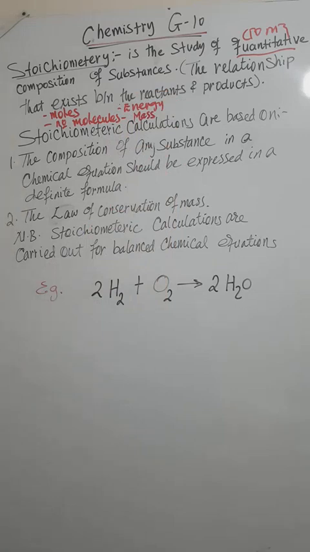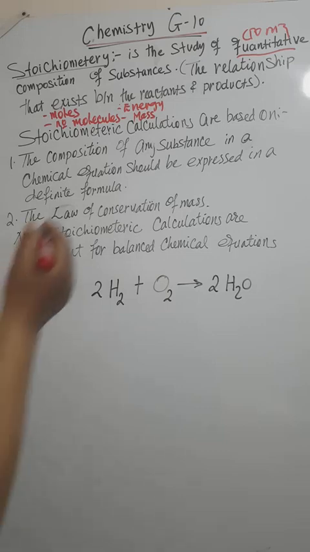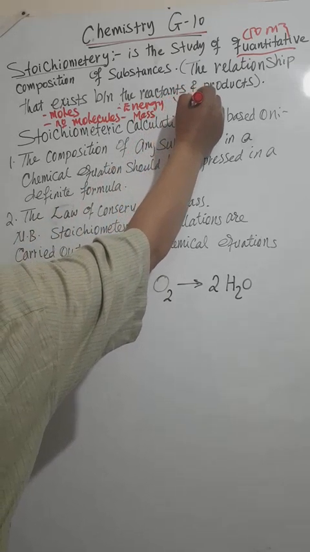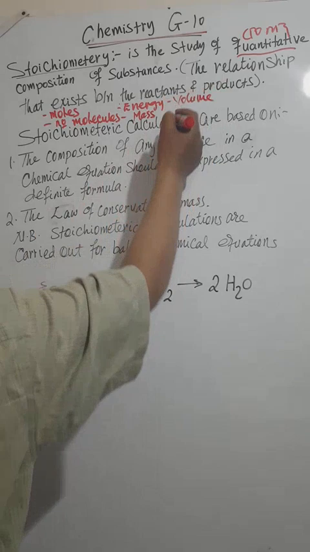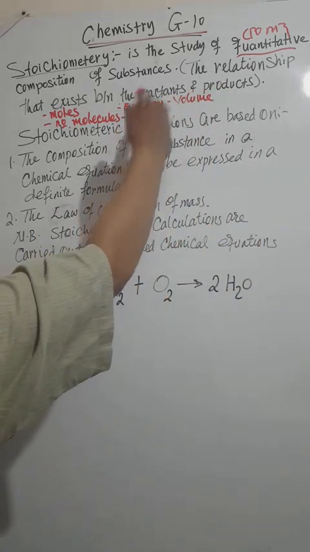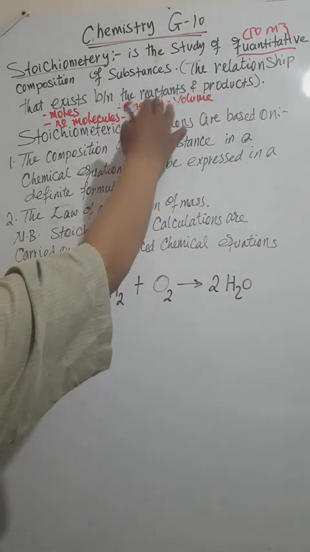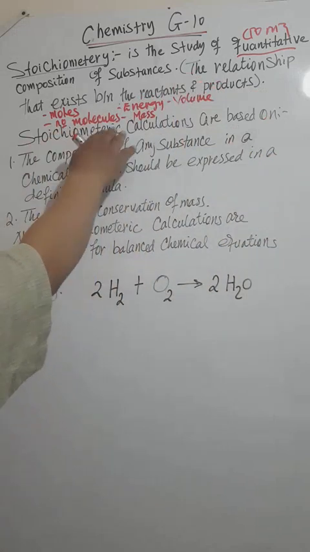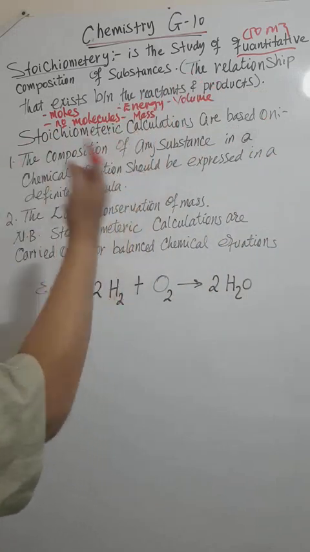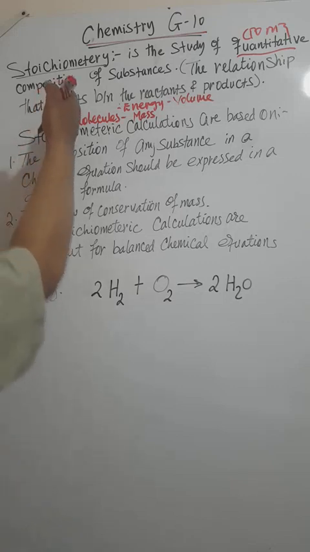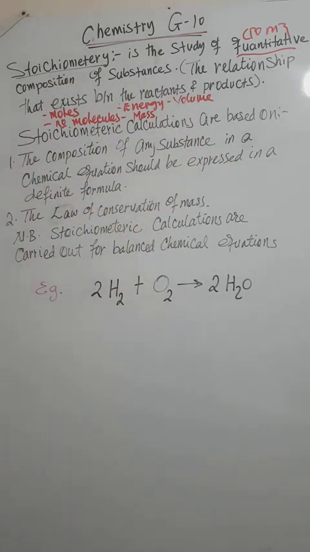In terms of volume it can be, meaning volume of the reactant, volume of the product, mass of the reactant, mass of the product, energy of the reactant, energy of the product, number of molecules of the reactant, number of molecules of the product, the number of moles of the reactant and number of moles of the product. When we study these, we are studying the quantitative composition of the reactants and the products. So this means we are studying stoichiometry.